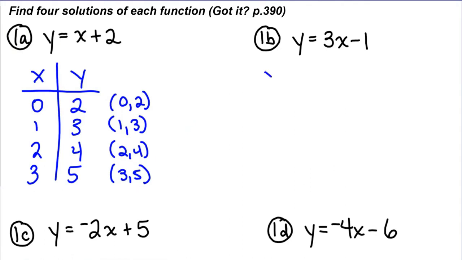1b, I'm going to find solutions to this function. And again, I'm going to pick 4 inputs, 0, 1, 2, and 3.